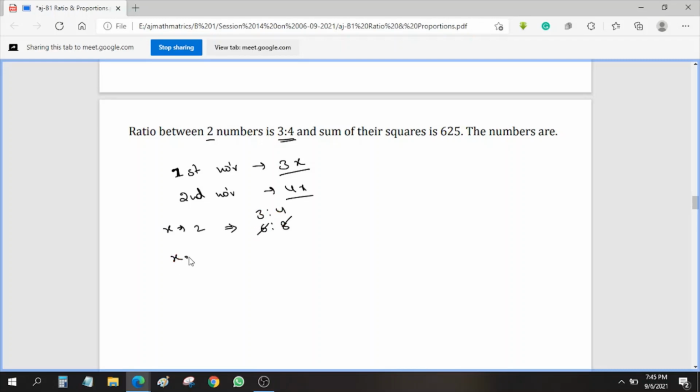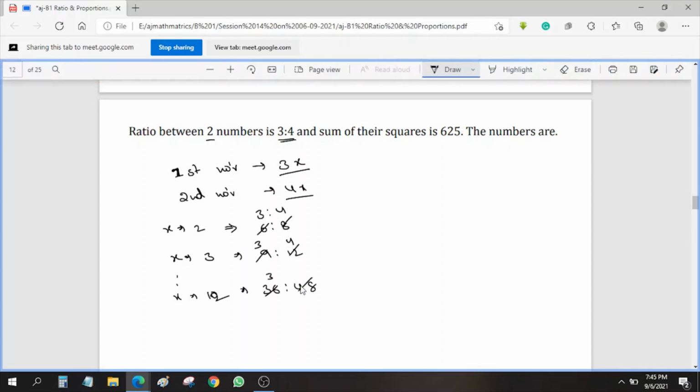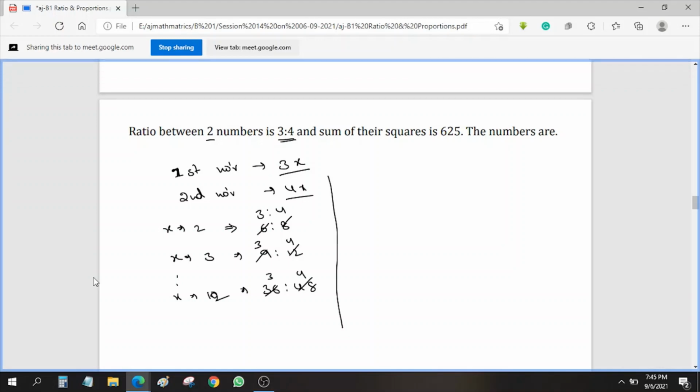And if you take x equal to 3, 3 threes are 9, 4 threes are 12. Again you will get 3:4. Similarly, if you take x equal to 10, you will get the same thing. And if you take x equal to 12, 3 times 12 is 36 and 4 times 12 is 48. Again the same, you will get 3 and 4. Which means the multiplication of the ratio will not be affected.